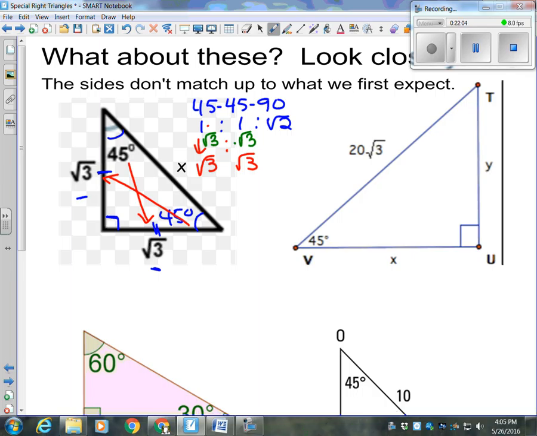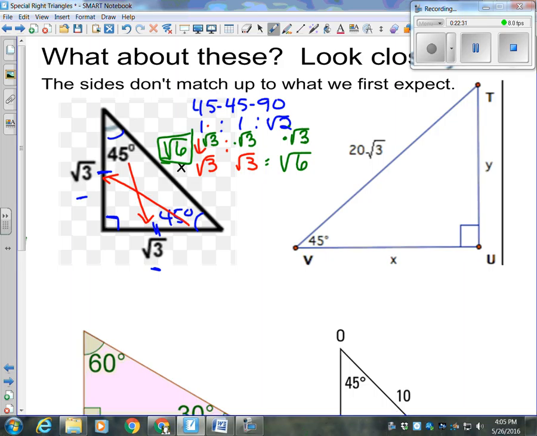So if I multiplied 1 times square root of 3, and I multiply the second 1 times square root of 3, then I should also multiply square root of 2 by what? You got it, square root of 3. Square root times square root, you multiply and keep it under a square root, which would give me square root of 6. X should be the square root of 6. Not what you first expected, but it's still something we can solve. All right? Okay. How about the next one?